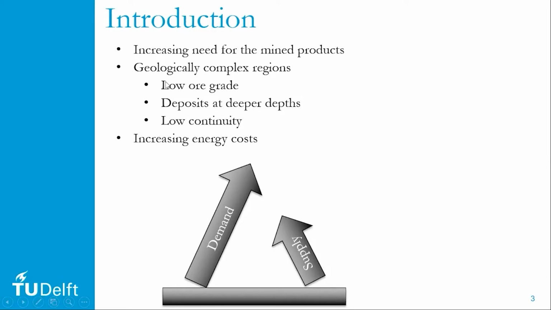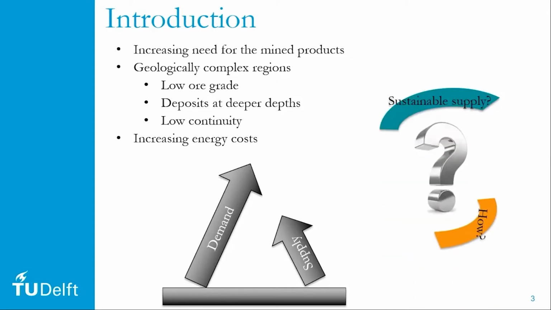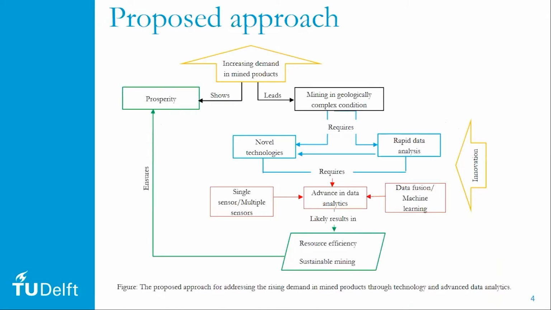These regions can be exemplified by a low ore grade, deposits at deeper depths, low continuity. So mining in these areas is difficult since it requires more time and resources to extract, process, and market the mined products. So the process becomes slow and complex. Now it triggers another question: how to ensure sustainability in supply? How can that be achieved?